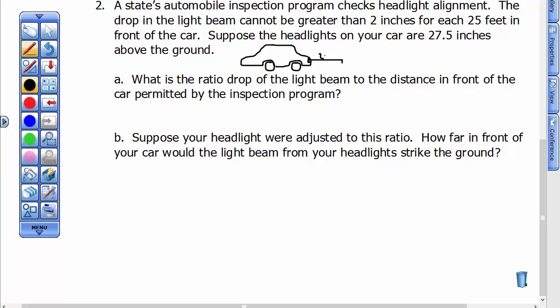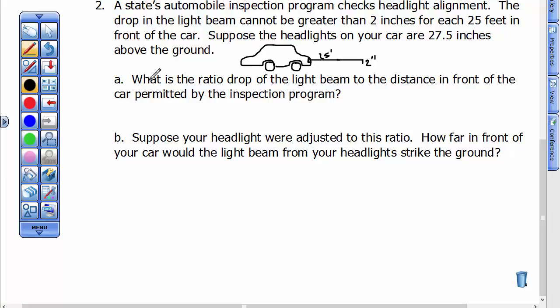I'm going to put here 25 feet, and then here 2 inches. Well, first of all, it says, suppose the headlights on your car are 27.5 inches off the ground. So, of course, this is not a proportional drawing. This is poorly done, but it's because of the pen I'm using and just my scale. But the distance from here to here is supposed to be 27.5 inches.